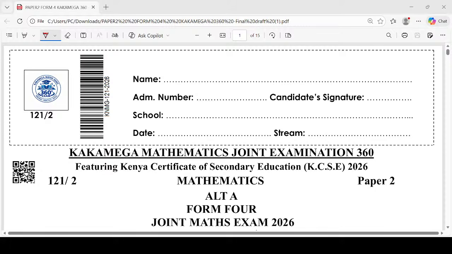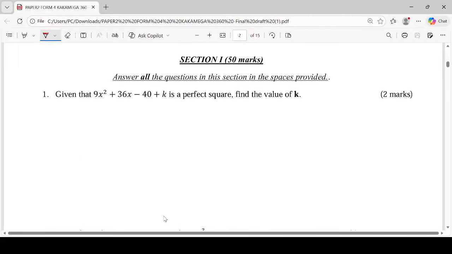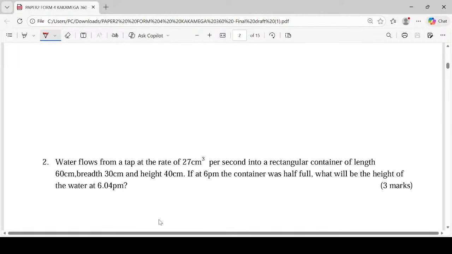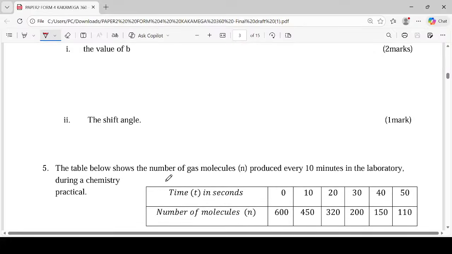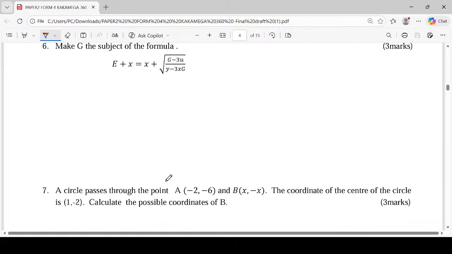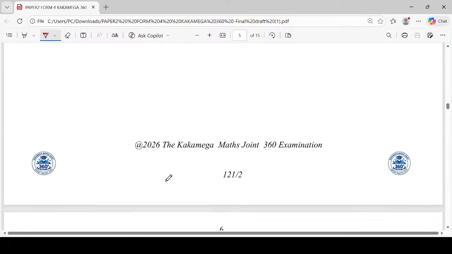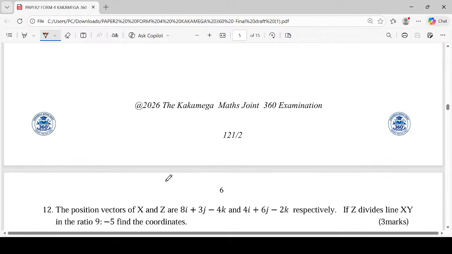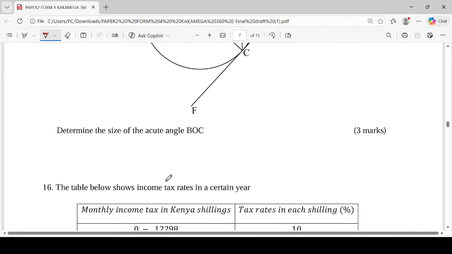So let's have a look at the paper and what it contains. Remember that Section 1 of this paper has been fully revised. All these questions in Section 1 were fully revised, and in case you find that there is an area that is giving you a challenge, feel free to revisit them. Section 1, from question 1 to question 16, is fully revised here in our channel, and the video is there. So we are going direct to Section 2, that is from question number 17.